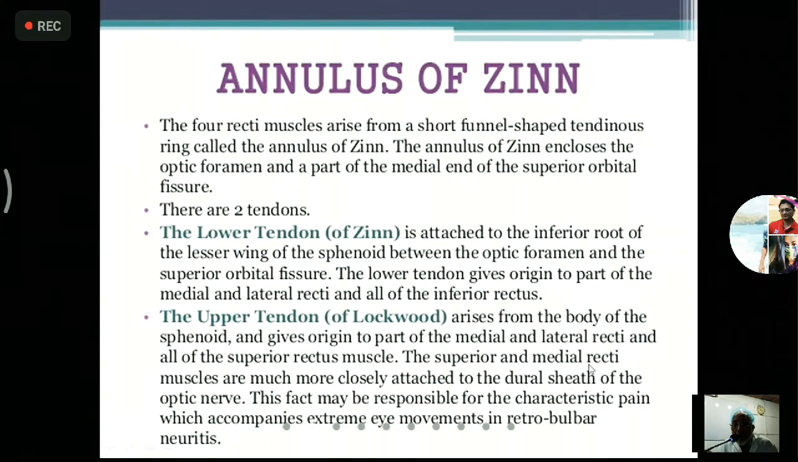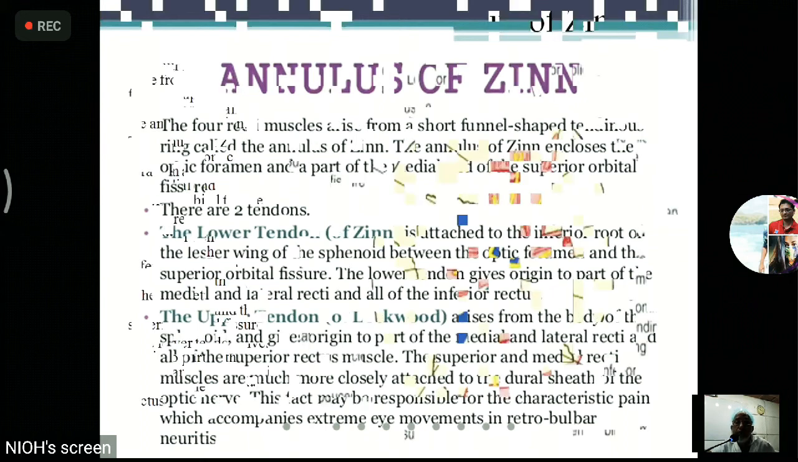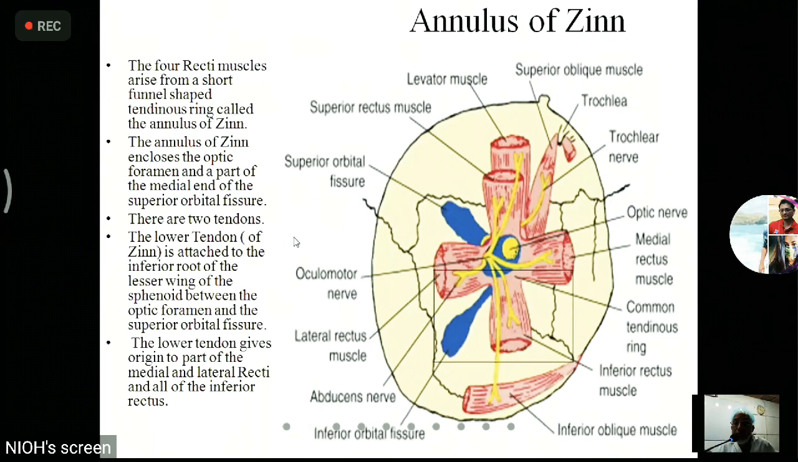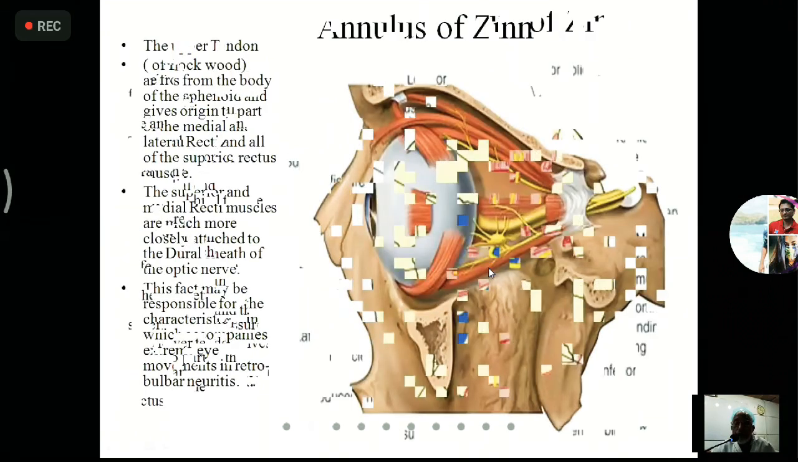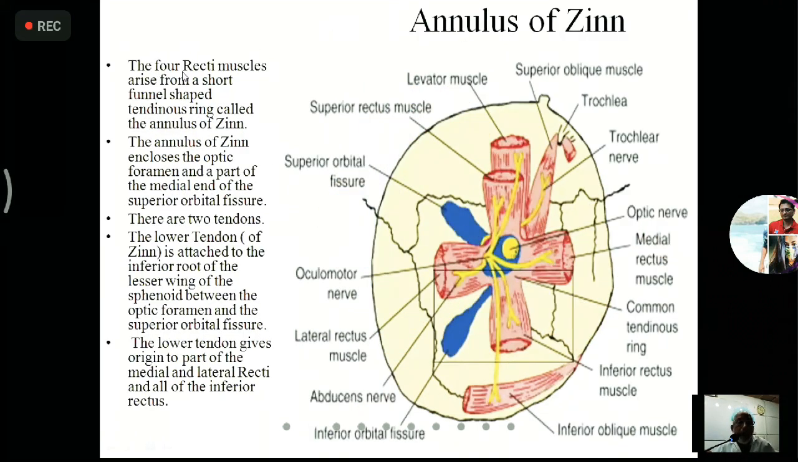The superior and medial recti muscles are much more closely related to the dural sheath of the optic nerve. This is important for the characteristic pain on eye movement in case of retrobulbar neuritis. Remember, it's a question of MCQ. Now, in the annulus of Zinn, we see the four recti muscles. Okay, and the four recti muscles arise from the short funnel-shaped annulus.